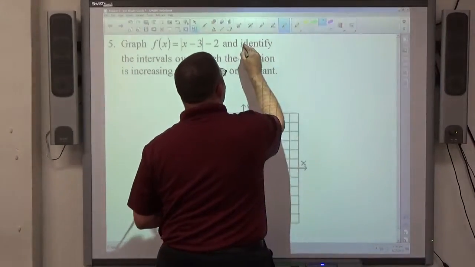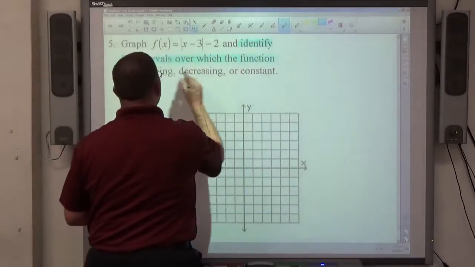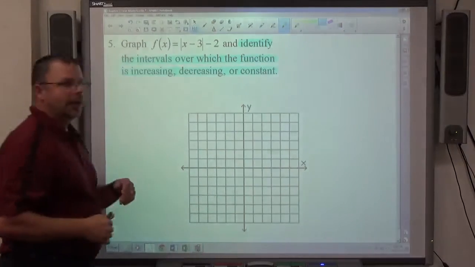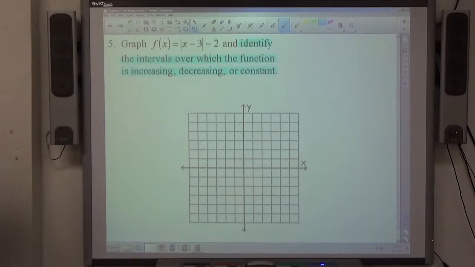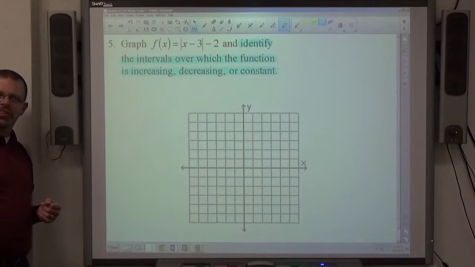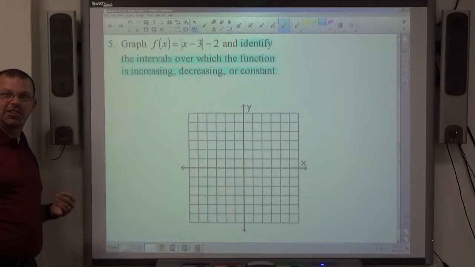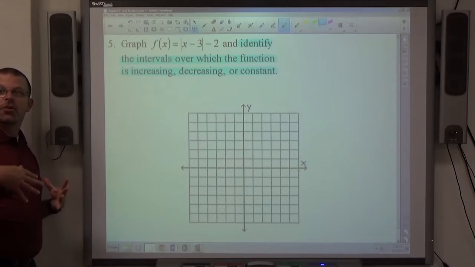Part 2 is dependent upon the graph. So ignore this until you've graphed it. In this case, we're graphing an absolute value function. We've dealt with absolute value functions, linear functions, and quadratic functions in this chapter. So I'm going to stick to those types of functions.